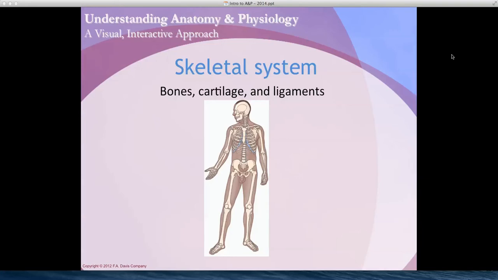Some of the key functions of the skeletal system are protection of body organs. Our ribs do a really good job of protecting some of our vital organs in our chest. Support, movement, and blood formation. I think everyone understands support and movement because we live with that every day. But blood formation, sometimes people don't know. The bone marrow in some of our long bones is where blood formation happens. So the bone marrow actually produces some of our blood cells.